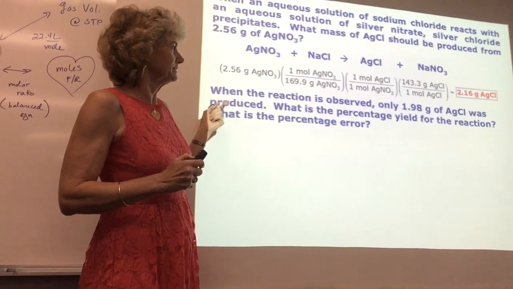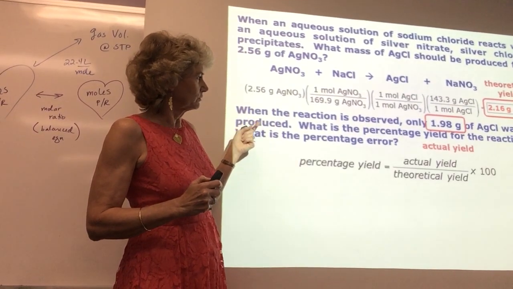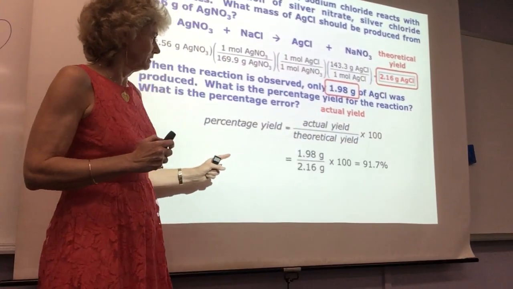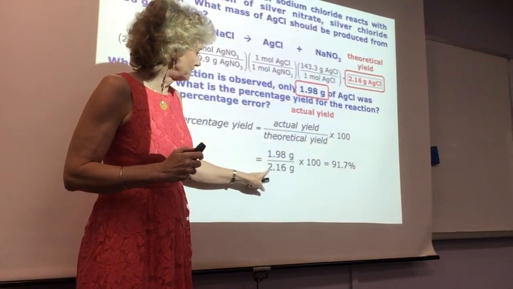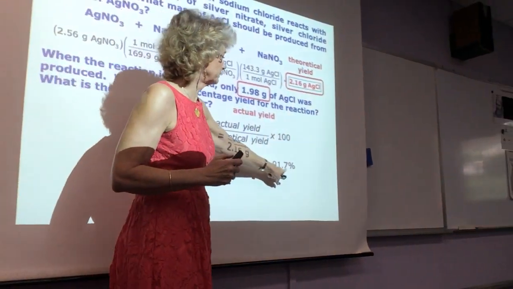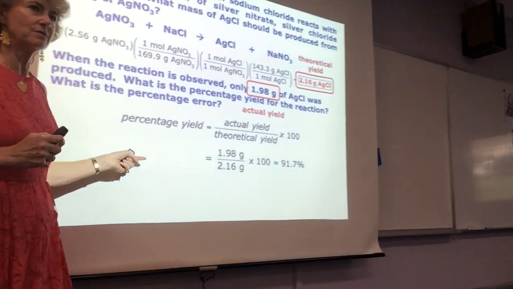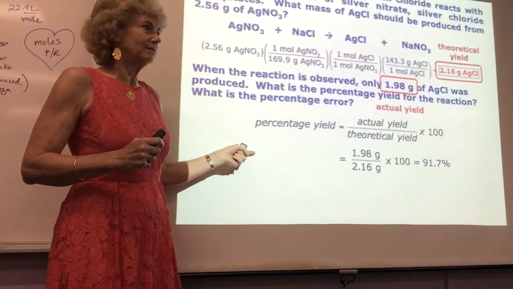Well, the percent yield is easy. It's just actual over theoretical times 100. So 1, 2, 3 sig figs. So our answer has 1, 2, 3. Now, what's the real quick way of doing percent error there? Just subtract it. From what?